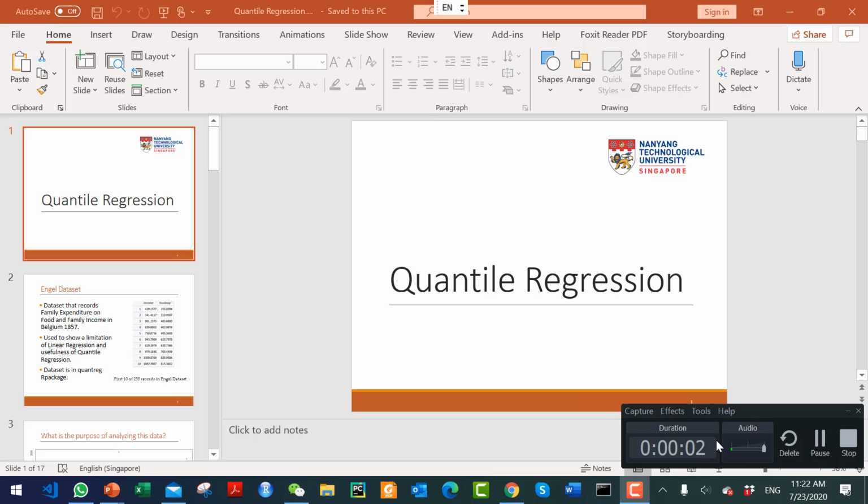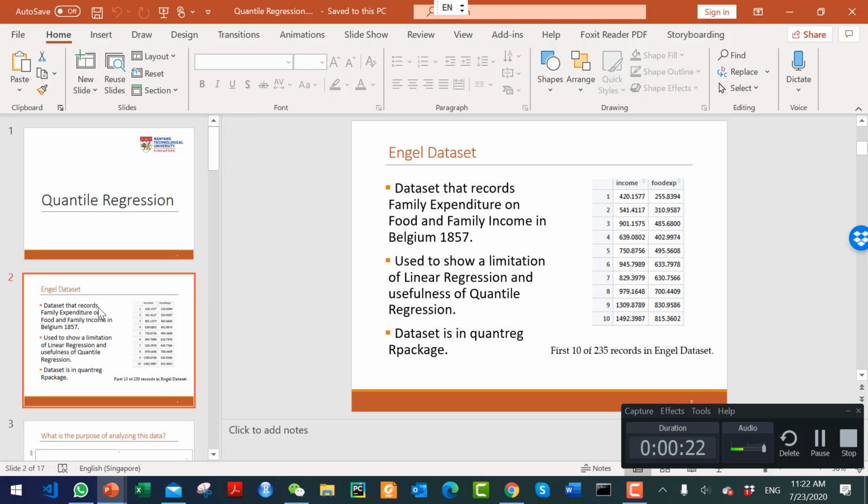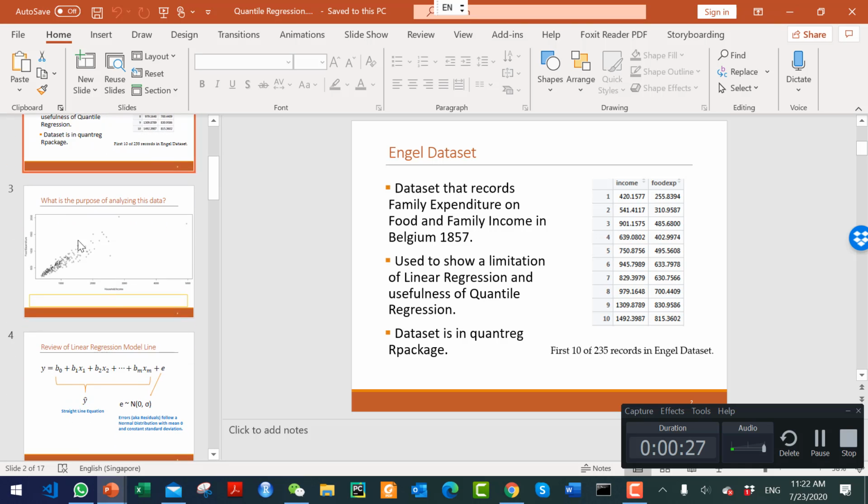Hi, so this discussion is on quantile regression. So, what is quantile regression? It means that I have multiple lines based on the value of the data, instead of using one line to represent it. Can this improve the results? Yes, usually you can improve the results.